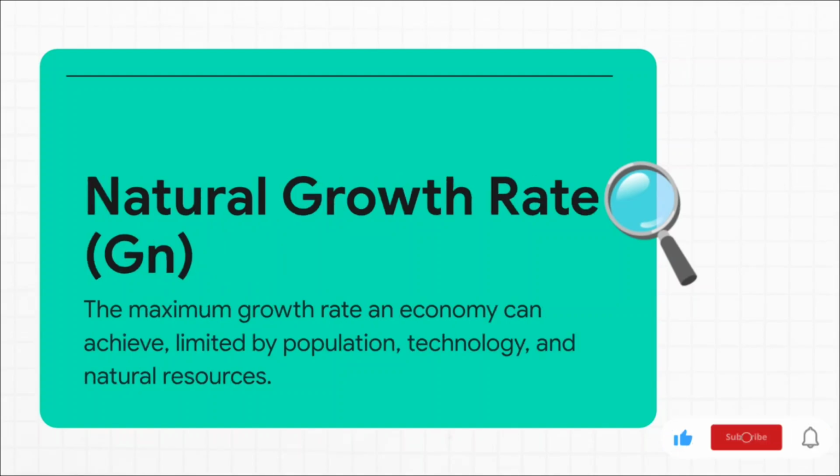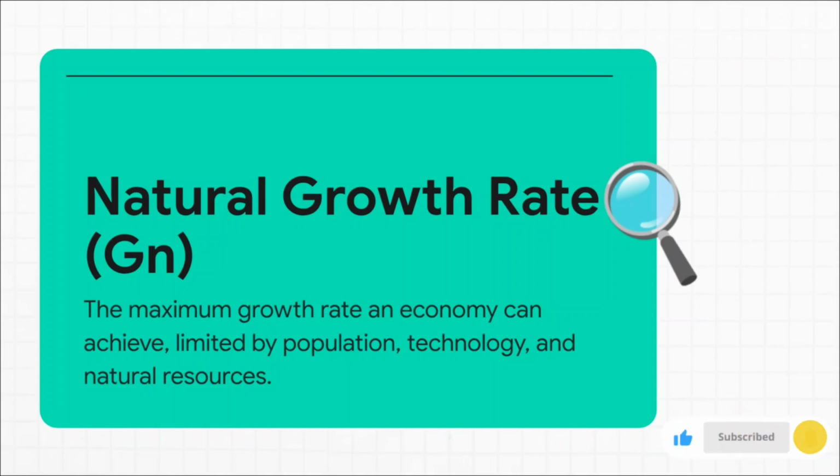And finally, there's the natural growth rate, GN. This is the economy's absolute speed limit. It's the fastest an economy can possibly grow in the long run, because it's limited by things like how fast the population is growing and how quickly technology is improving. You just can't grow faster than your resources and people allow.